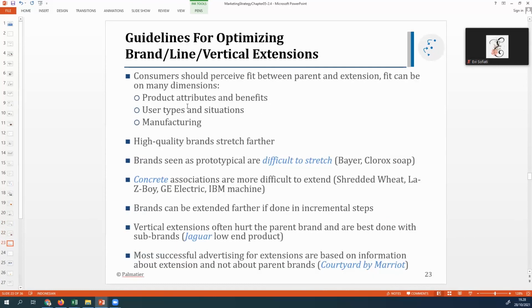All right, and then what are the guidelines for optimizing the brand? Yeah. What are the guidelines for optimizing the brand? The brand line, the vertical extension, the category extension. What are the guidelines?